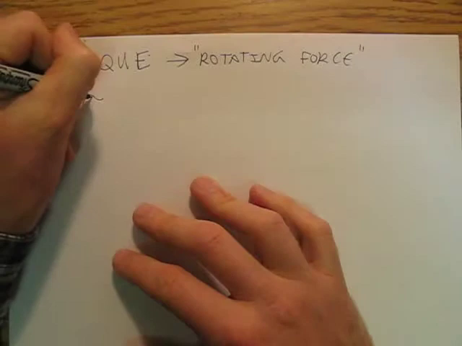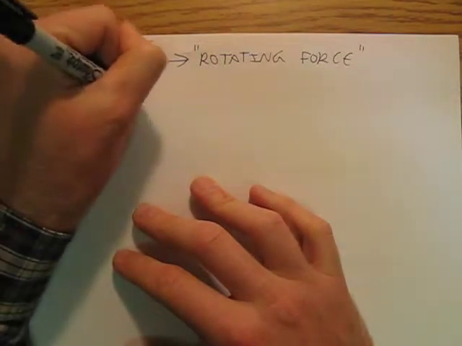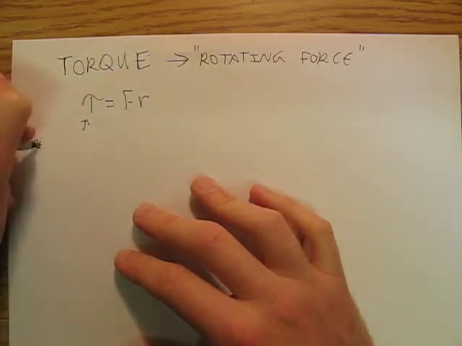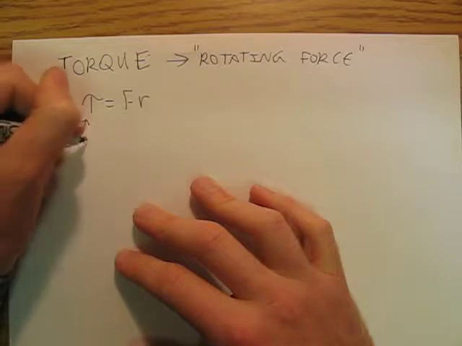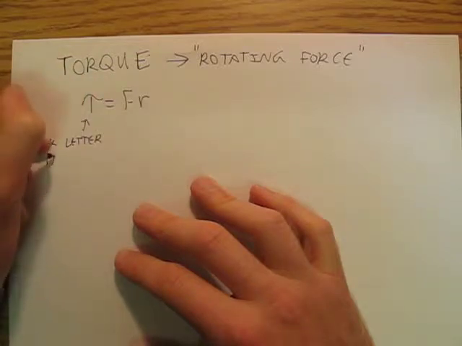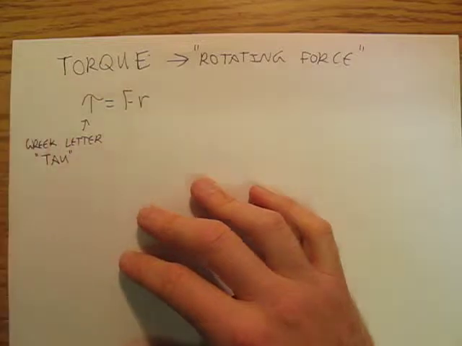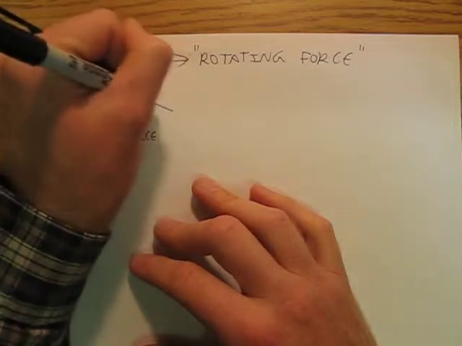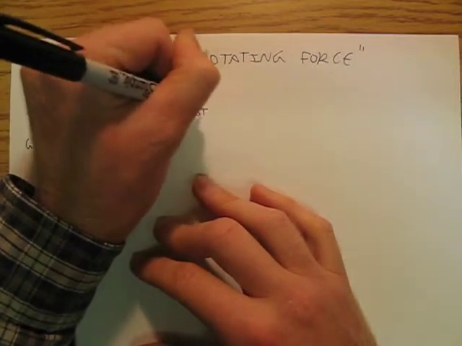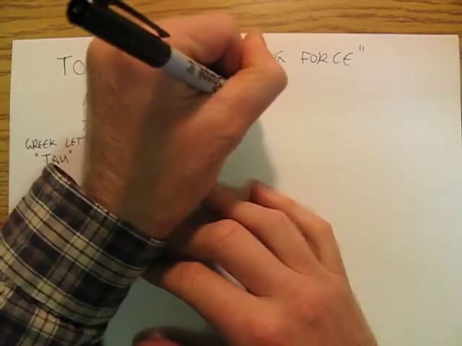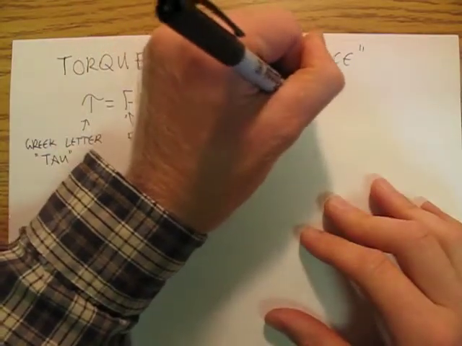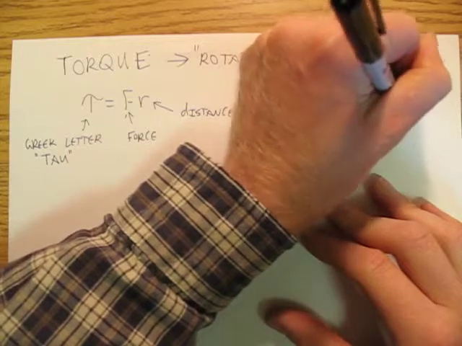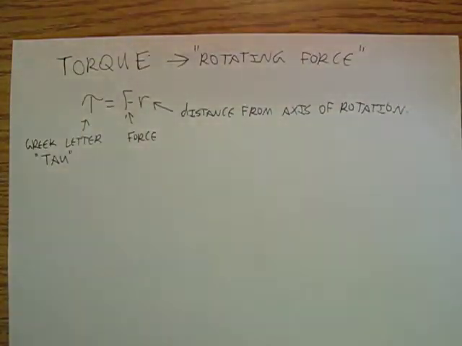And so we have this equation where that is a Greek letter tau, and this is force, and this is distance from the axis of rotation.